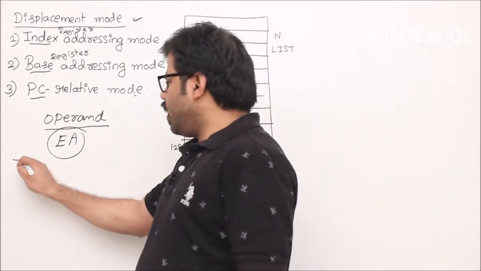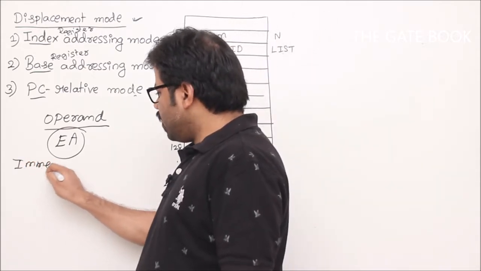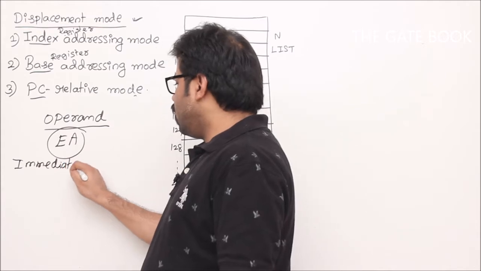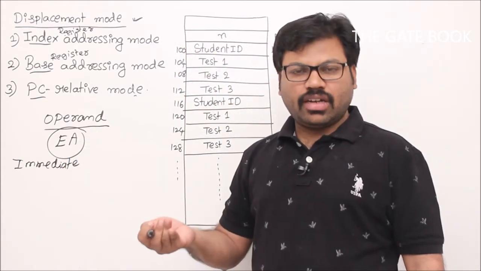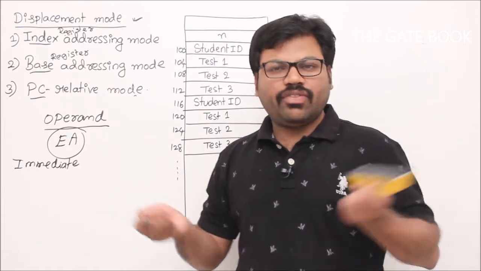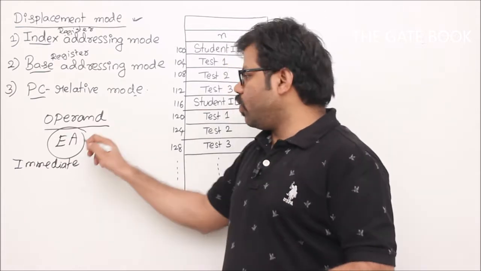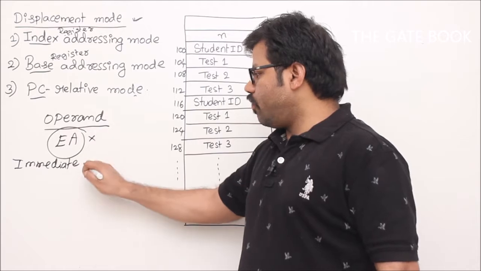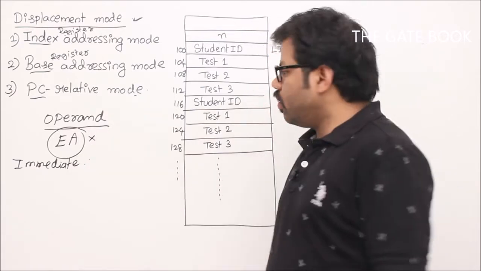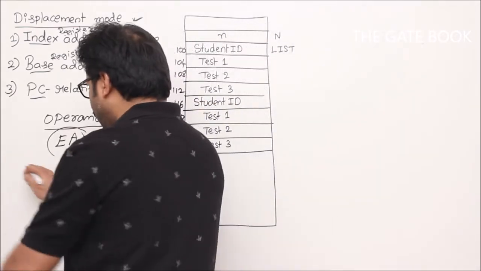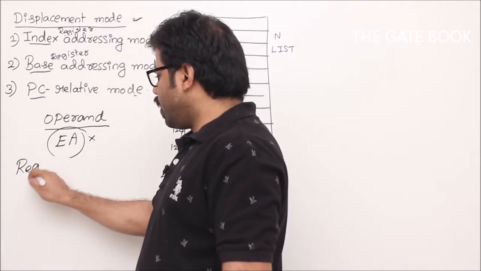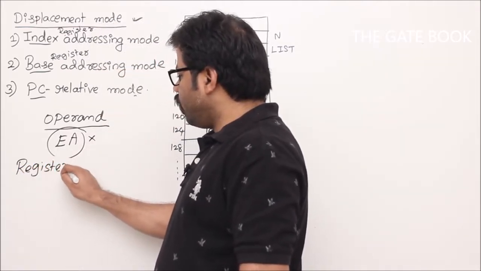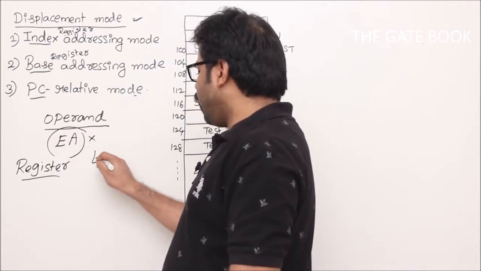For example, let's say you are using immediate addressing mode. In that, what is the effective address? Where is the operand? Directly we have it. Are we specifying any address of that operand? No, directly we are giving the operand. Then what is the purpose of effective address? So effective address is not defined for immediate addressing mode. So let us ignore that. Now we'll get one more addressing mode, that is register addressing mode, correct? In register addressing mode, where is the effective address?